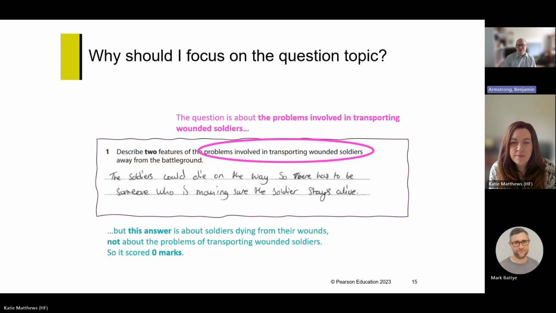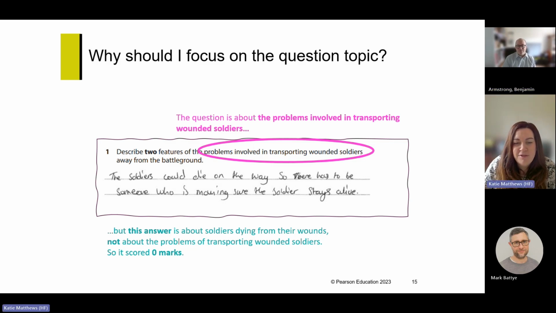But if you look at what the student has answered here, the soldiers could die on the way, so there has to be someone who is making sure the soldier stays alive. Well, this feature is about soldiers dying from their wounds. Yes, we know that soldiers did die if they were wounded, but the question is about the problems of transporting wounded soldiers. Because they've not given a feature which is about what the question's asking for, then this student got 0 marks.